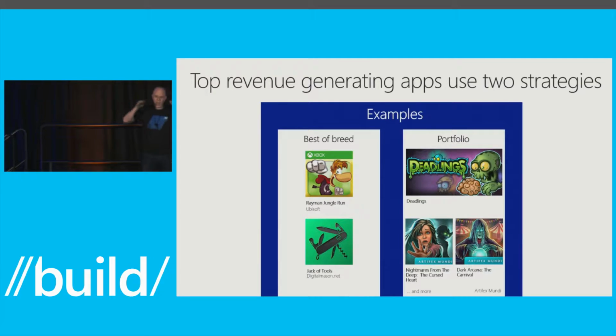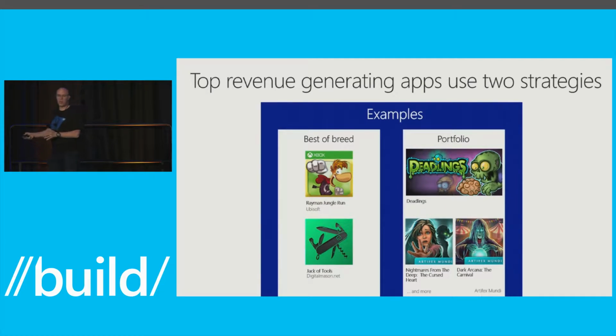So at a high level, successful apps, of course, have very high quality. They target a broad set of users, so that as many users as possible can and want to use it. And they fall into two major strategies. Either they are the best in one category. In this case, I chose Rayman Jungle Run and Jack of Tools, a game and a tool. They're some of the best in their category, and they're already known as the best in that type of game. So users flock to that application, try to download it and purchase it.